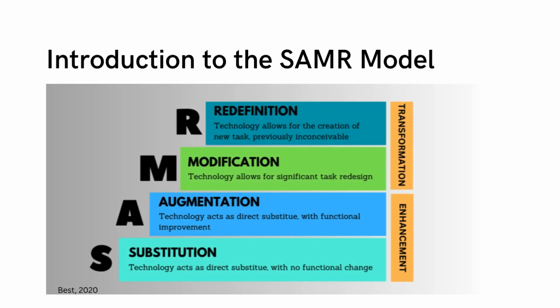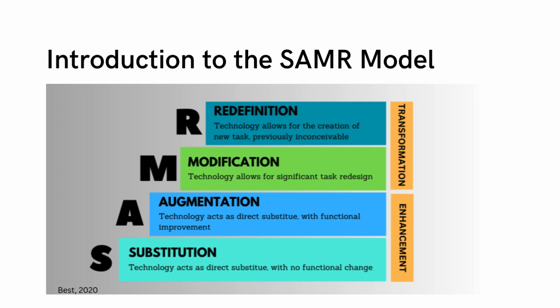So here's a look at the SAMR model from the bottom up. We're going to talk about substitution, augmentation, modification, and redefinition. In the substitution phase, technology is directly substituting, with no functional changes. For example, using PDFs instead of printed handouts. Augmentation is where technology acts as a direct substitute with some functional improvement. That means using tech tools to enhance learning, such as quizzes and polling tools.